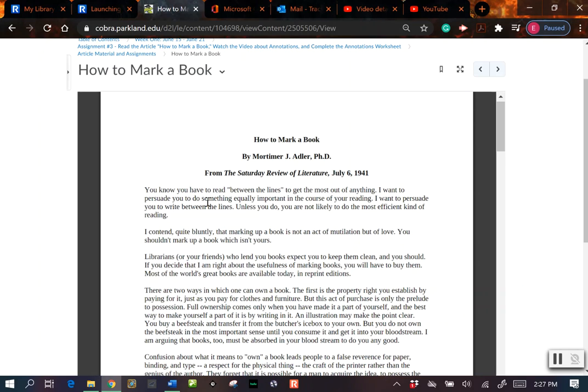It says, you have to read between the lines to get the most out of anything. I want to persuade you to do something equally important in the course of your reading. I want to persuade you to write between the lines. Unless you do, you are not likely to do the most efficient kind of reading. Okay? So if you looked at this and you had to underline one sentence, that's the main idea, ask yourself which one it would be.